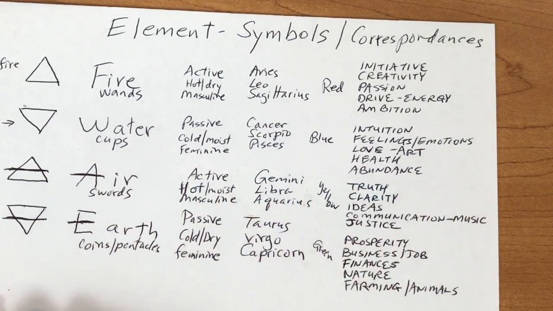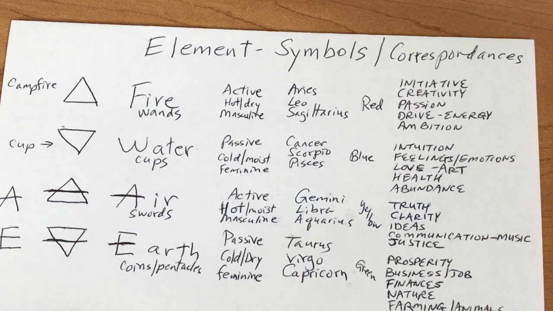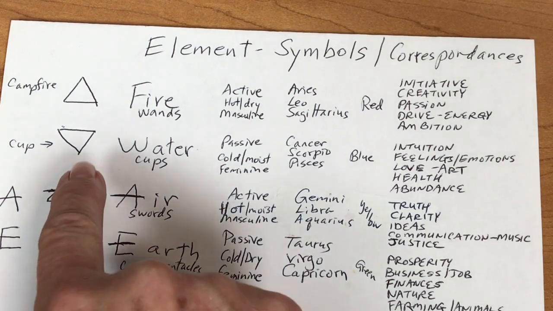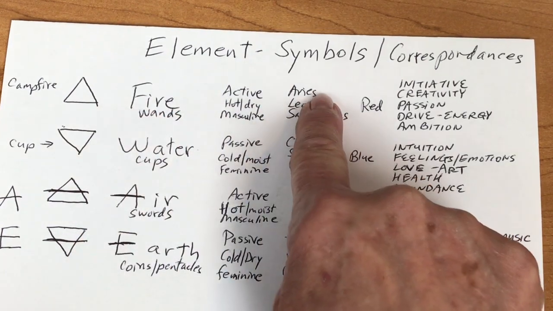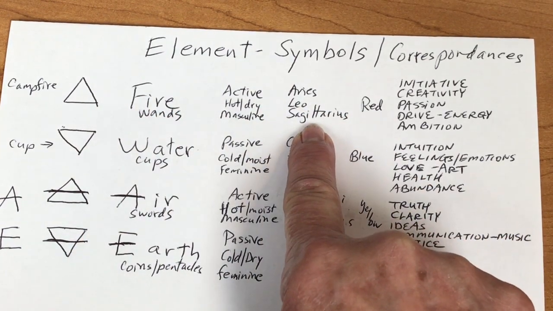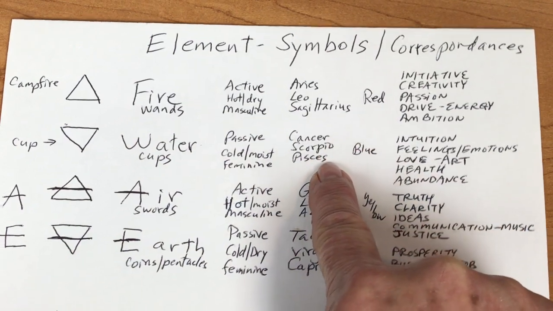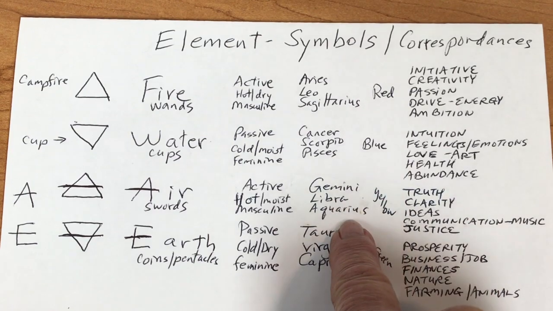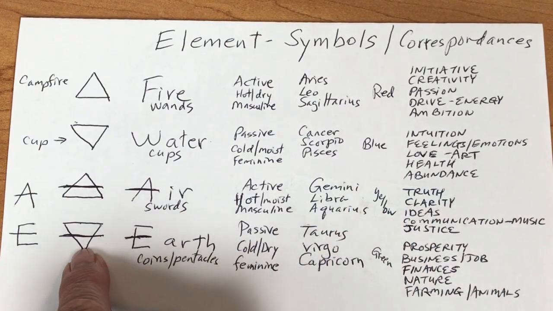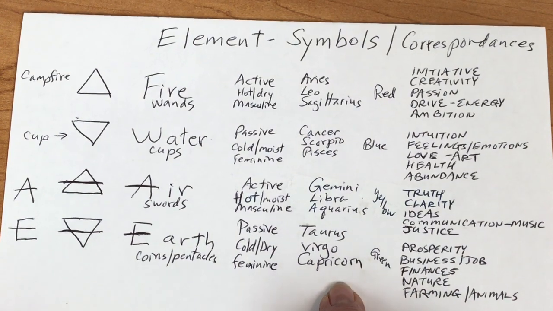And if you're familiar with astrology, I'm not that expert on astrology. I don't even know the basics, but I thought I'd just let you know that fire is associated with the signs of Aries, Leo, and Sagittarius. Water is associated with Cancer, Scorpio, and Pisces. Air is associated with Gemini, Libra, and Aquarius. And earth is associated with Taurus, Virgo, and Capricorn.